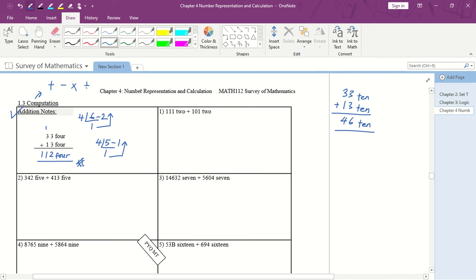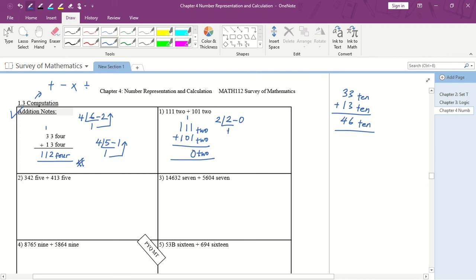Let's look at this question. 111 base 2 plus 101 base 2. So 111 base 2 plus 101 base 2. Of course, this is base 2. Let's look at here. 1 plus 1 is equal to 2. However, there are only 0 and 1 in base 2. So we need to change this 2 to base 2, and it will become 1, 0. So it will be 1 here and 0 here. And here the same thing, 1 plus 1 plus the carried 1 gives 3.